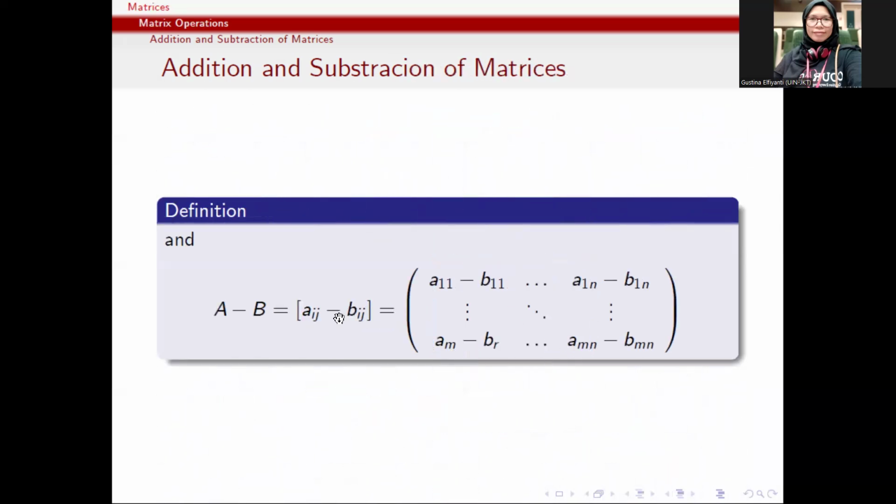And also, for the subtraction, we do it on the same positions. So we have A minus B is A11 minus B11, and so on, and A1n minus B1n. This one, Am1 minus Bm1, and so on, Amn minus Bmn.